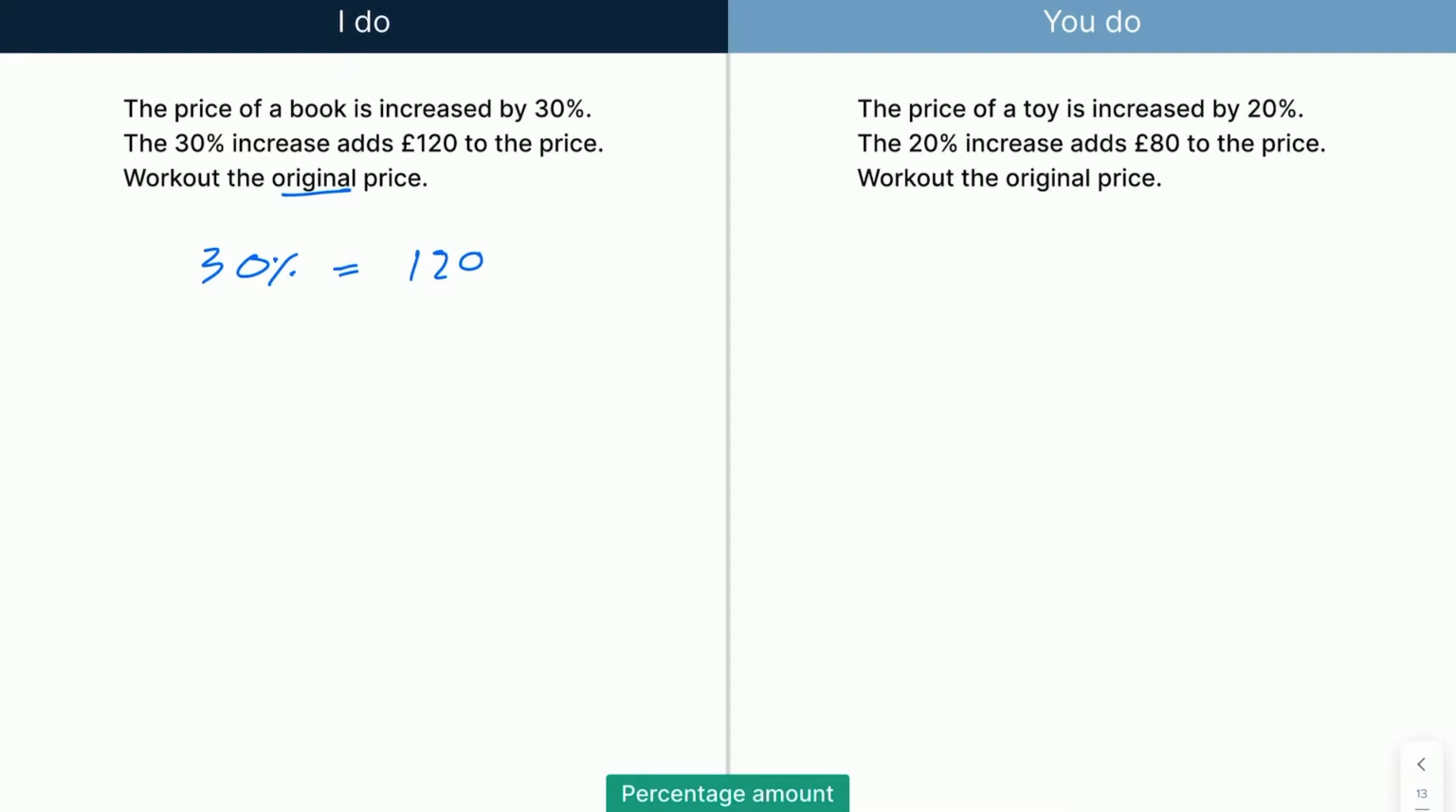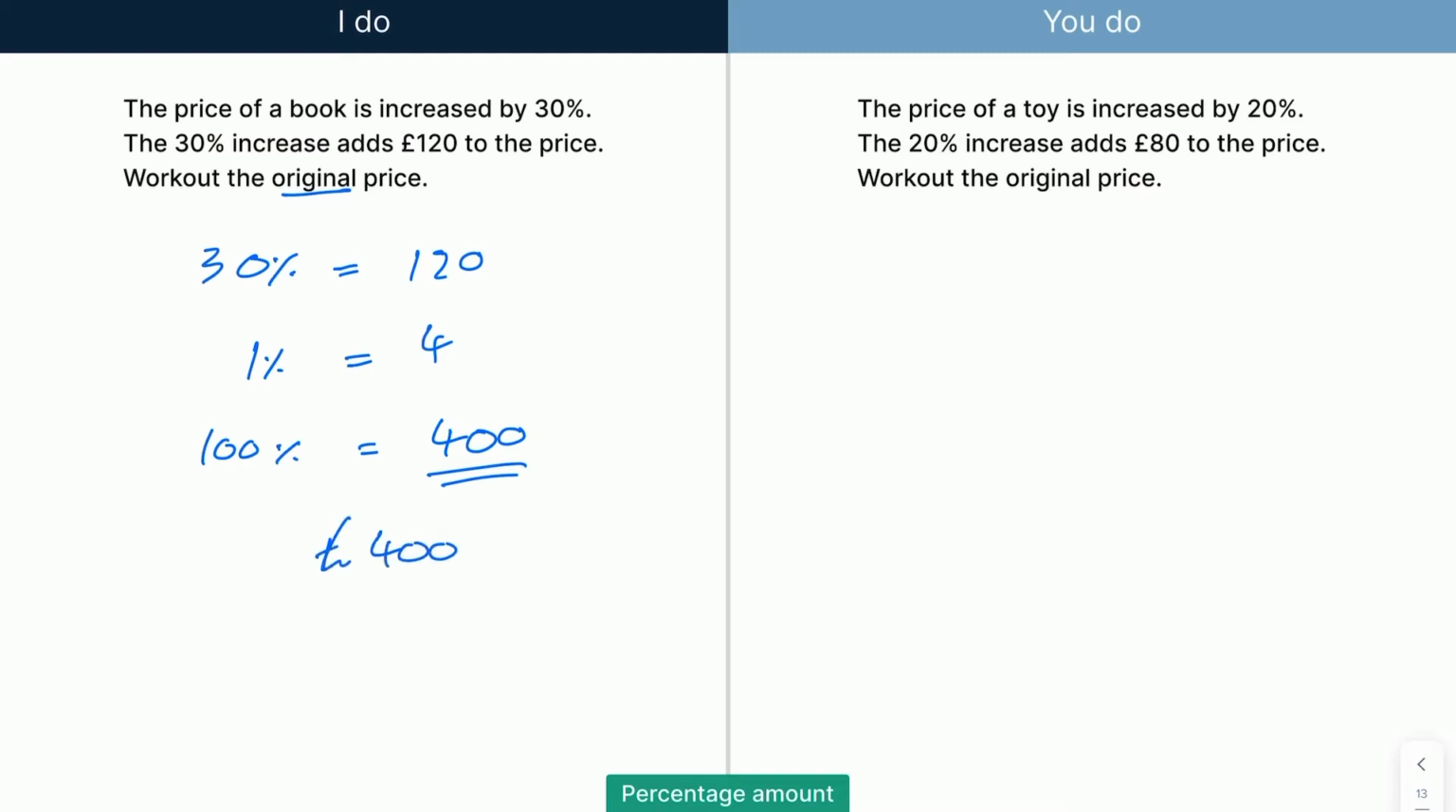So we need to get back to 100%. So we need to find 1% and then 100%. Now, you have to read the question carefully because it does say here the 30% adds 120. So they've told us what the 30% represents. So divide each side by 30. That gives us 1%. And then times each side by 100. That gives you 100%. So the original price of the book was £400.